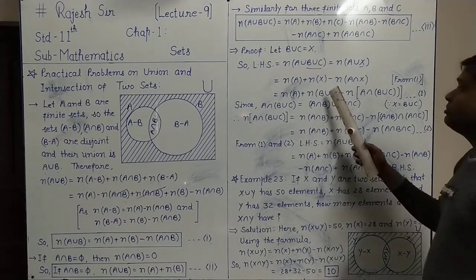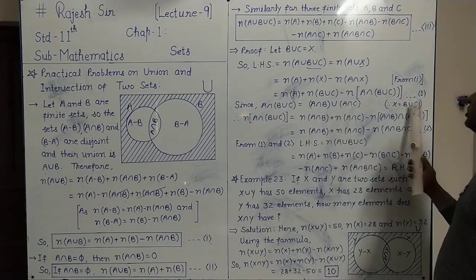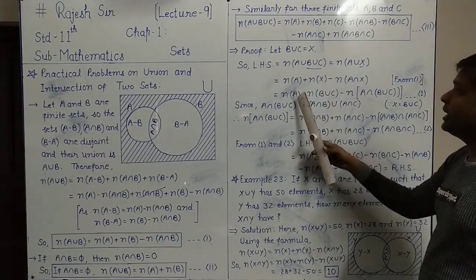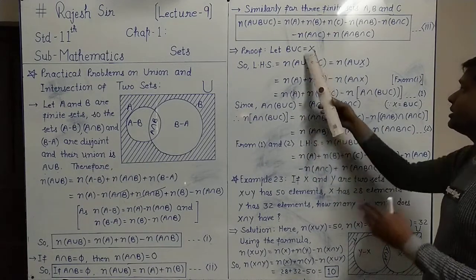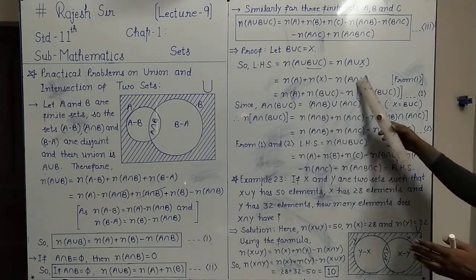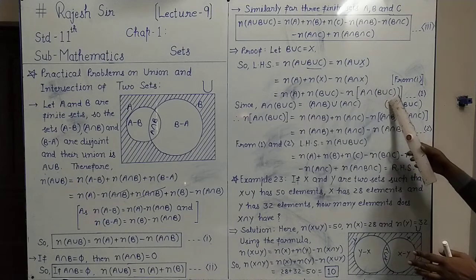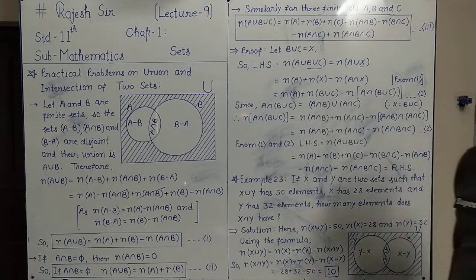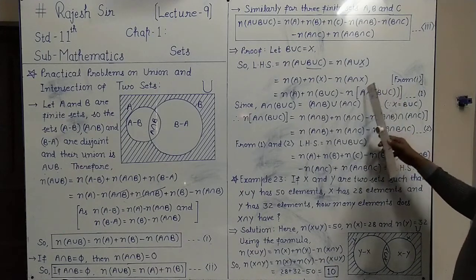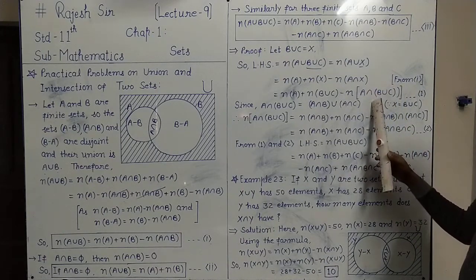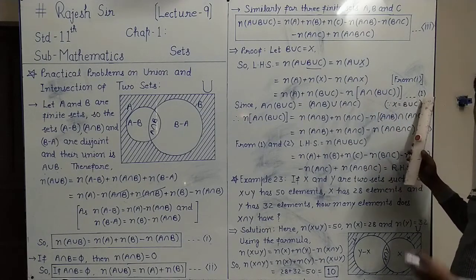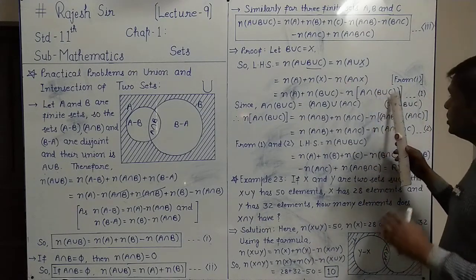Now simplify this by putting the value X equals B union C. So n(A) as it is, plus n(X) is n(B union C), minus n(A intersection X), and X is again B union C, placing the value of X that we have considered. So this is the complex portion we get here: A intersection B union C.